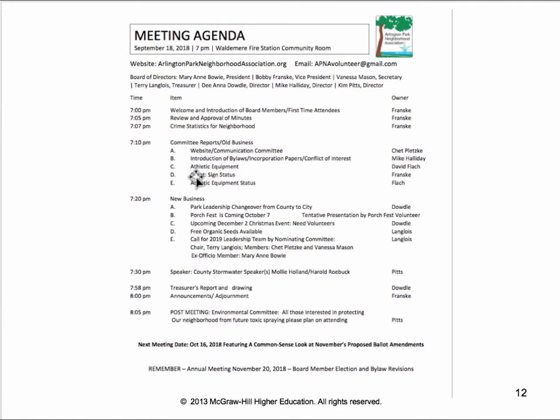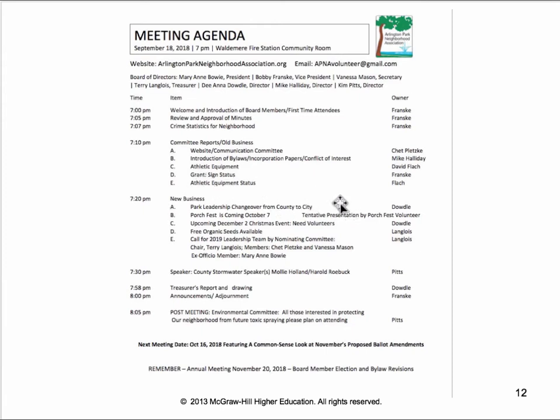So for example, this one says athletic equipment status. So what are we just looking into the status? Are we checking up on the status? Do we need to make more orders? What is going on with the status, right? We need a little bit more information there.